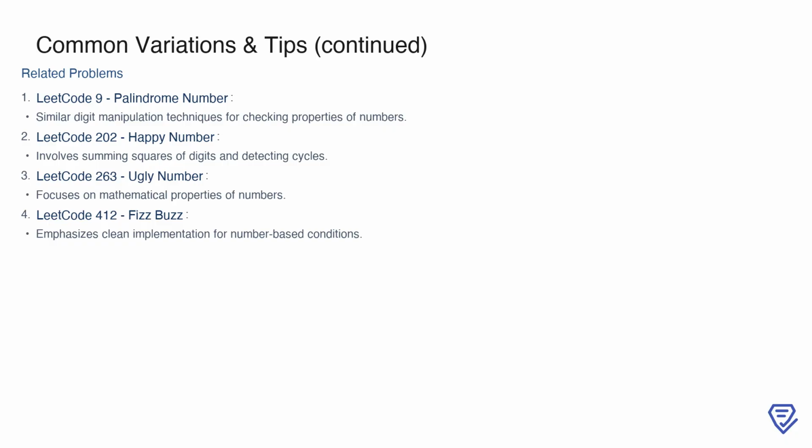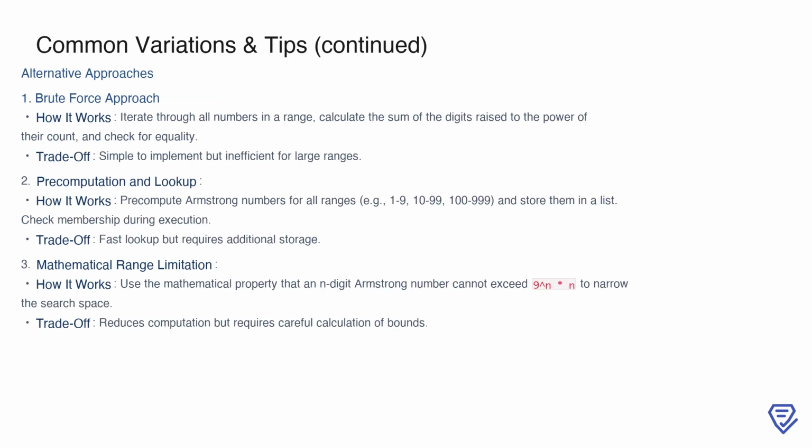Exploring these related problems can help you refine your approach to Armstrong numbers, as the core ideas of digit manipulation, mathematical properties, and efficient implementation are shared across these challenges. When solving Armstrong number problems, there are several approaches you can consider. The brute force method involves iterating through all numbers in a given range, calculating the sum of the digits raised to the power of their count, and checking if the result matches the original number. While simple to implement, this approach becomes inefficient for large ranges.